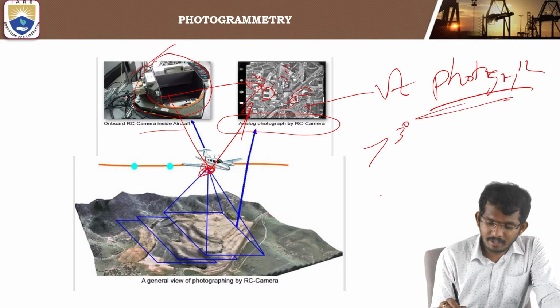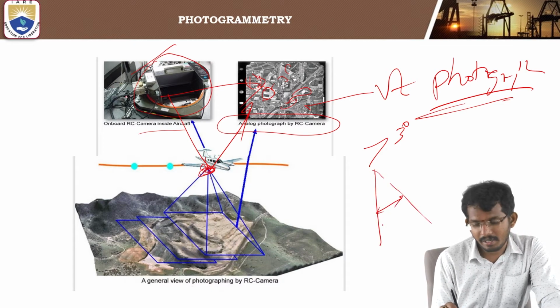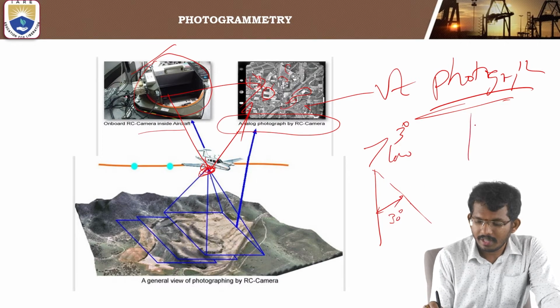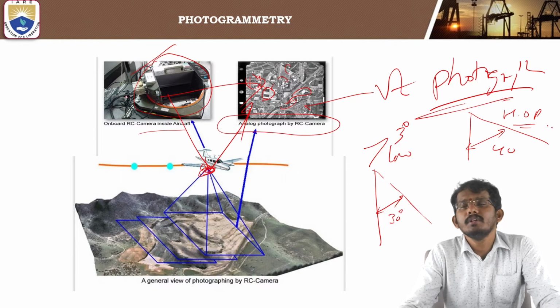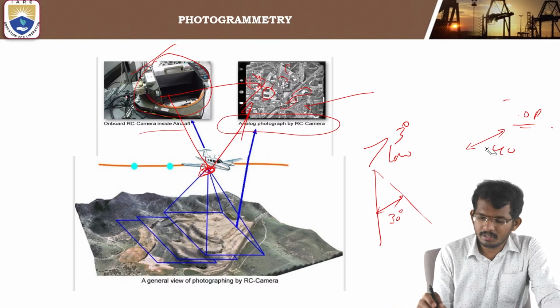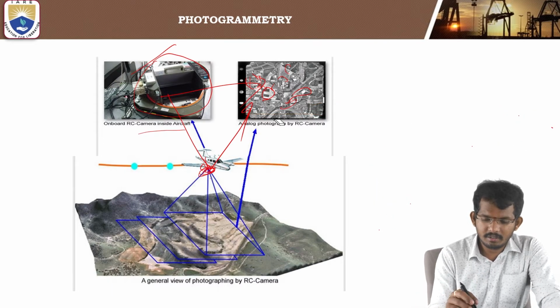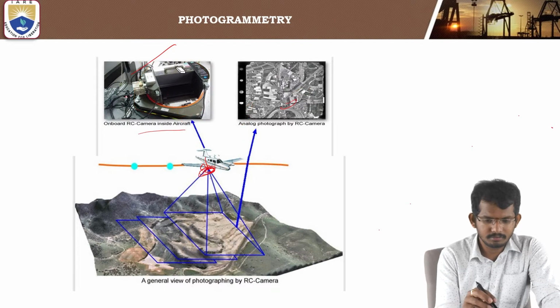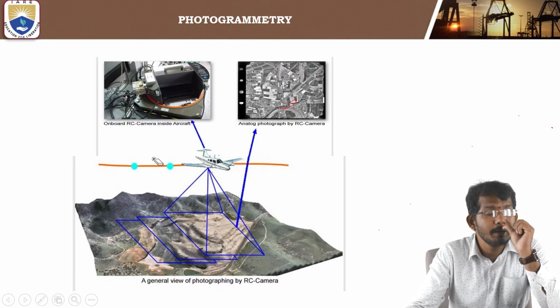So we have the plumb line and the camera axis. If the angle between the plumb line and the camera axis is more than 30 degrees, it is called a low oblique photograph. If the angle between the plumb line and the camera axis is 40 degrees, it is called a high oblique photograph. Please remember this. Now, from this figure, we are saying it is a vertical photograph.